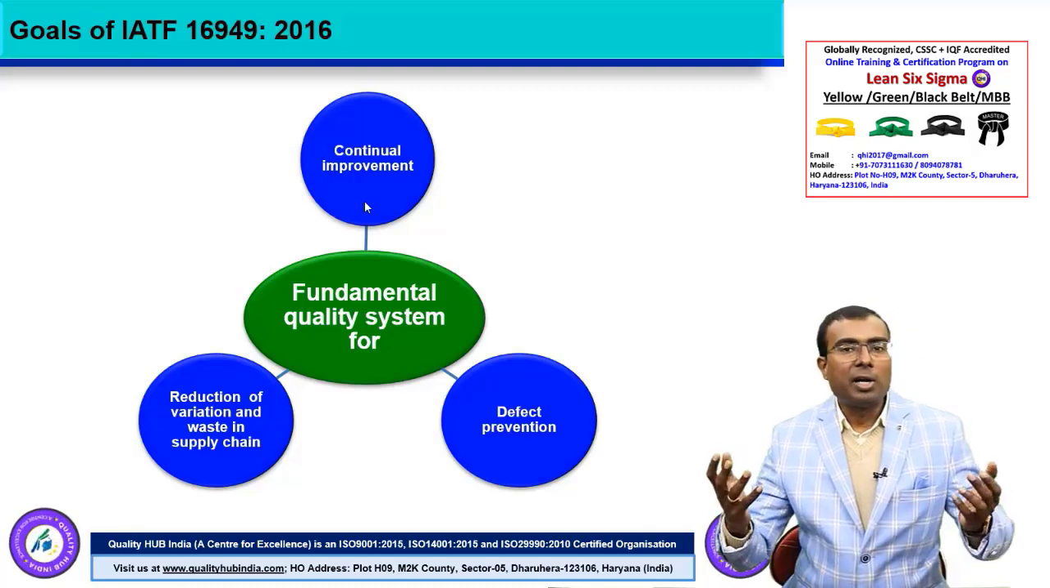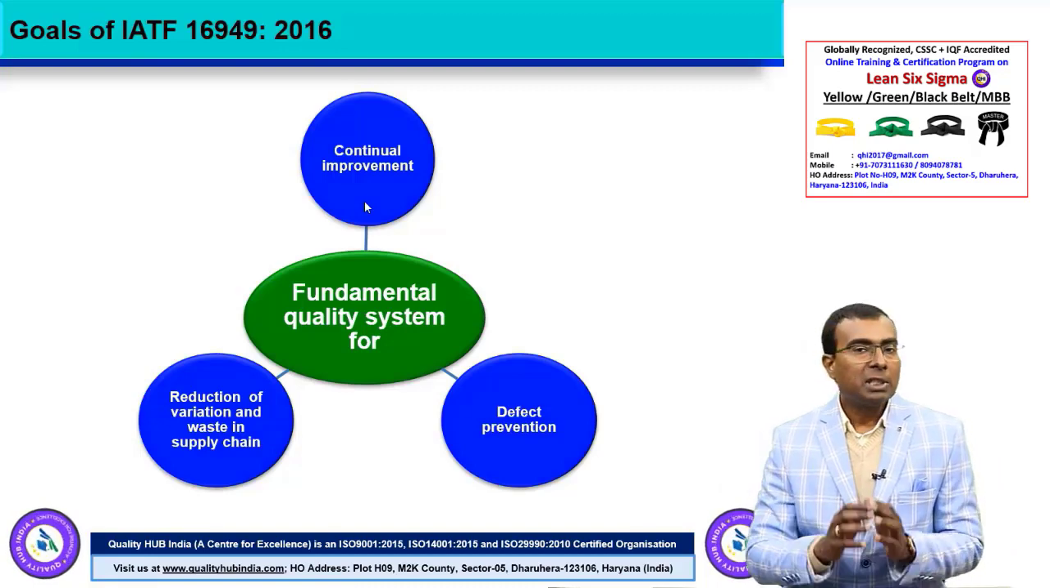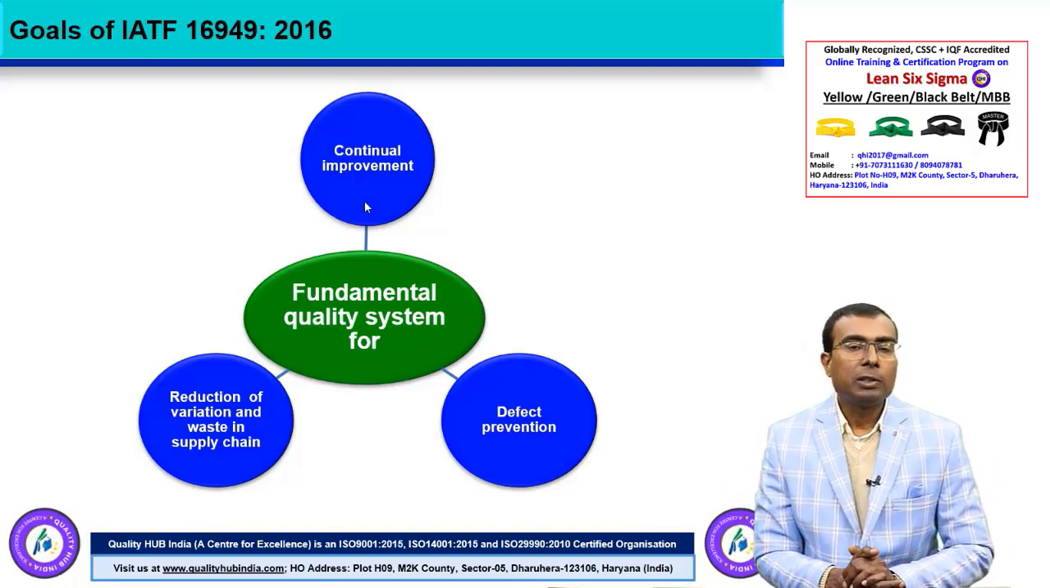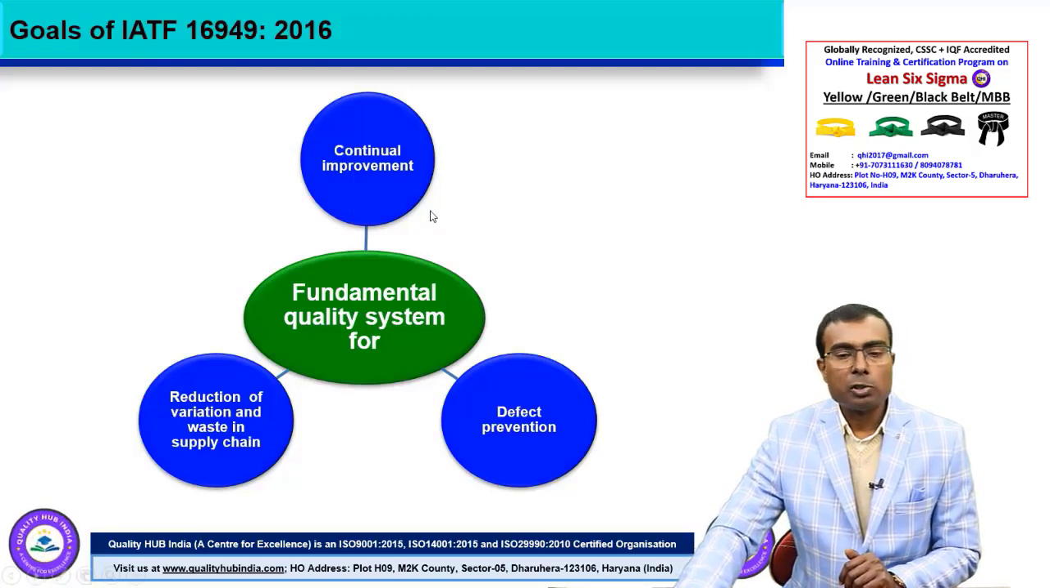So there are multiple metrics in each department, and there can be some processes in place. By showing the trends of all those processes, you can show that you are making continual improvement. So this is the first goal, and I've shared some examples also to help you understand how to show evidences of continual improvement in your processes.